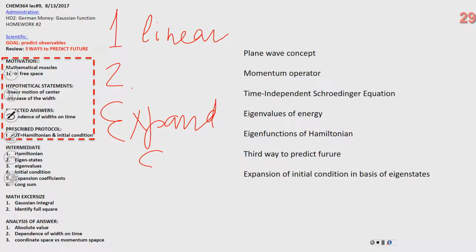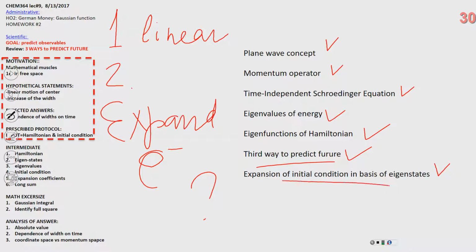Expanding electron. Yes or no? How much does it expand? And here is what we already discussed. We know concepts of some plane wave, Schrödinger equation, eigenfunctions, ways to predict future by expansion of initial conditions, right?